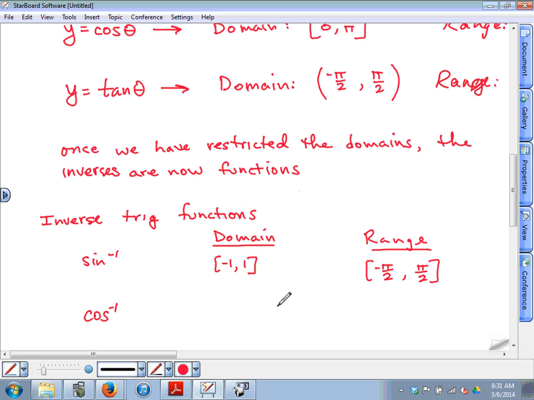Inverse cosine, the domain is from -1 to 1 because that was the range of the original cosine. The range here, what's the range of inverse cosine? The range is from 0 to pi.